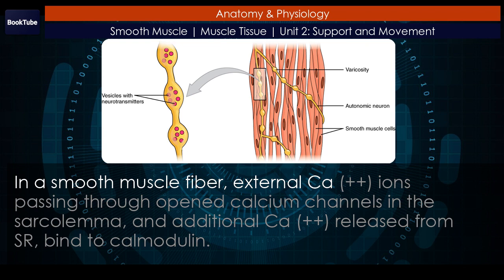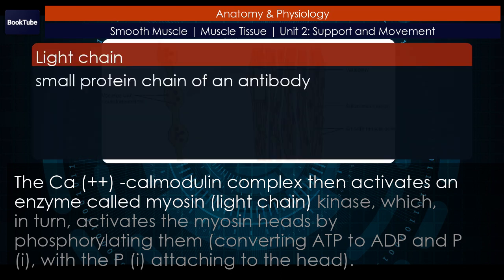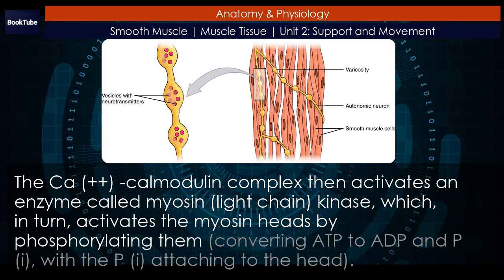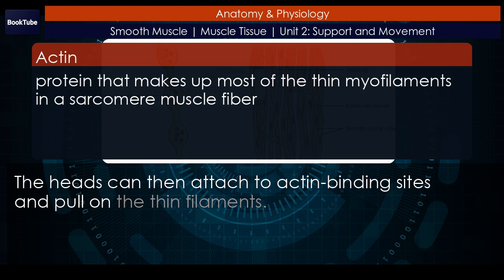External Ca++ ions passing through opened calcium channels in the sarcolemma, and additional Ca++ released from SR, bind to calmodulin. The Ca++ calmodulin complex then activates an enzyme called myosin light chain kinase, which, in turn, activates the myosin heads by phosphorylating them, converting ATP to ADP and Pi, with the Pi attaching to the head. The heads can then attach to actin binding sites and pull on the thin filaments.